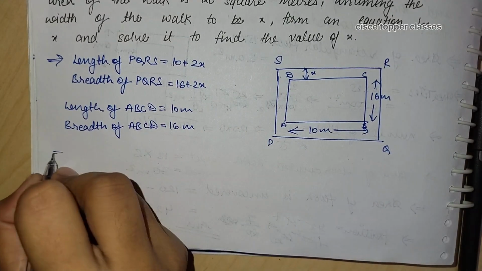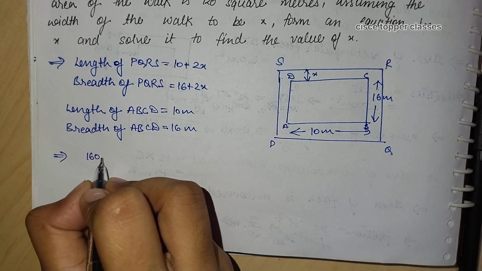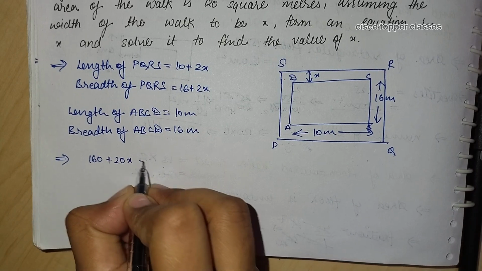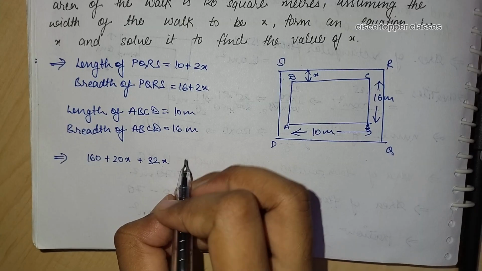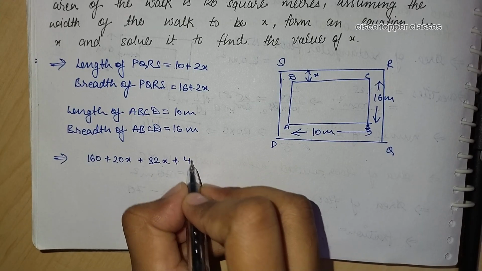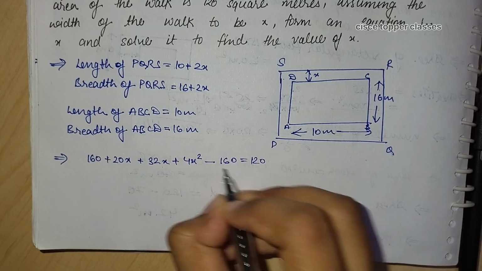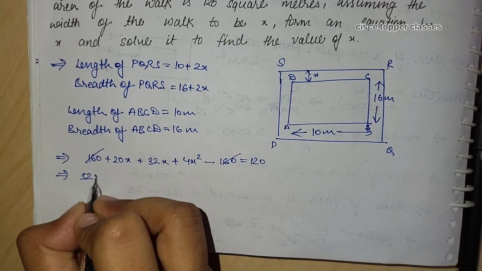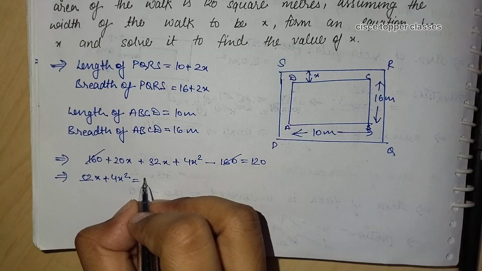We'll multiply to find the area here. So we can write it as, on multiplying, 160, multiplying this part here, and here 20x plus 32x plus 4x square minus 160 equal to 120. This will be cancelled out from here, and this will be 52x plus 4x square equal to 120.